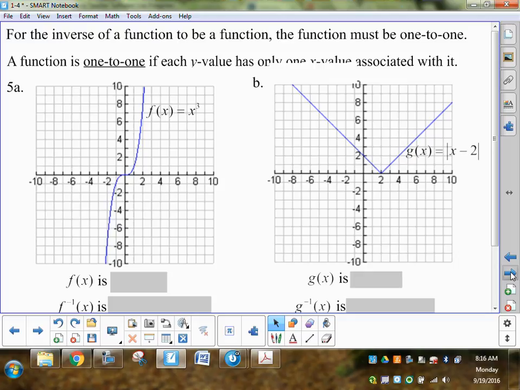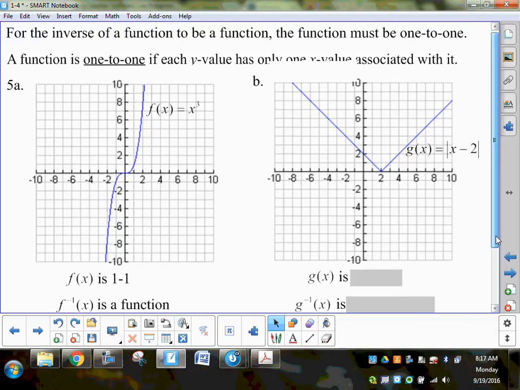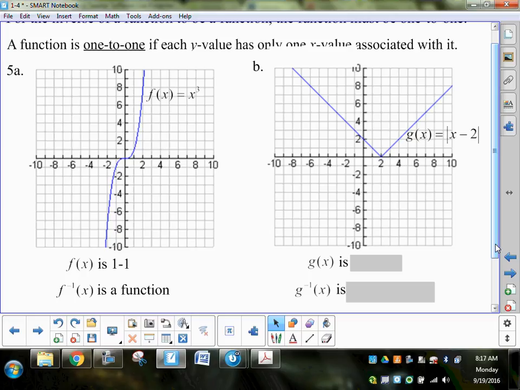So looking at what's there, is the original 1-to-1? Take a look, please, at 5A. Is the original 1-to-1? Haley, what do you say? Okay. So is the inverse going to be a function, yes or no? And Haley, what about B? Is that g of x, when you graph that out, is that a 1-to-1 function? What do you say? No. So is the inverse of this going to be a function?